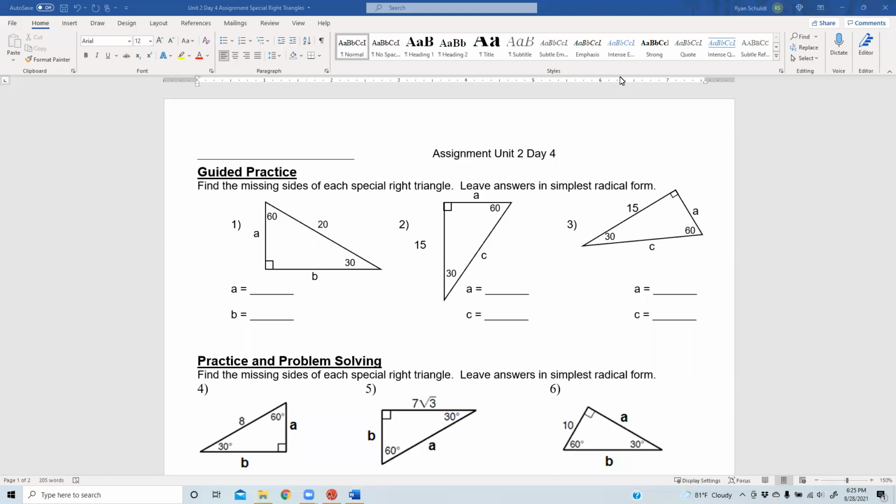Okay, we are live again with the guided practice. So remember, today we deal with simplifying radicals once again and special right triangles, particularly the 30, 60, 90 species. You like species? Yeah, sure. I could say variety. Species sounds more interesting. Anyways, so we've got 3 problems on the guided practice.